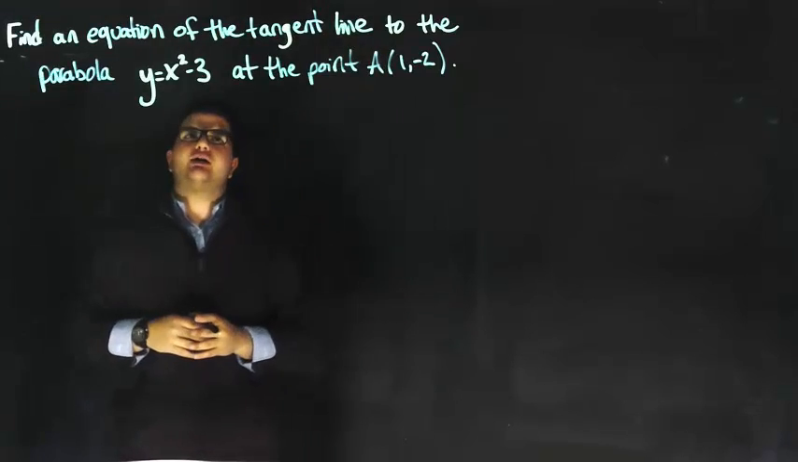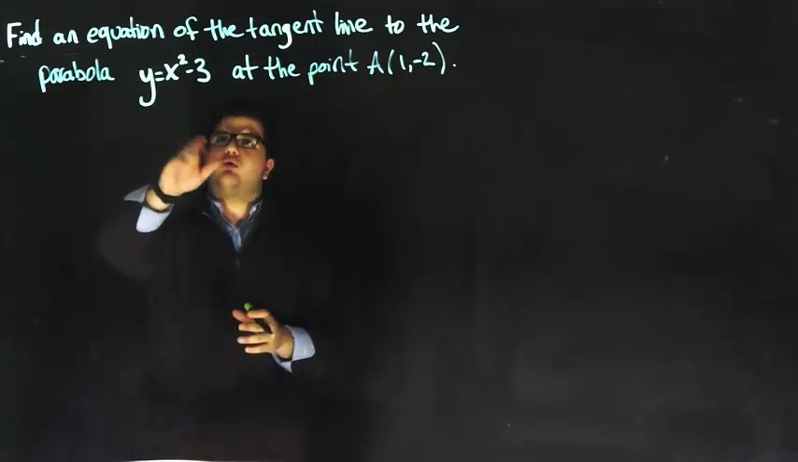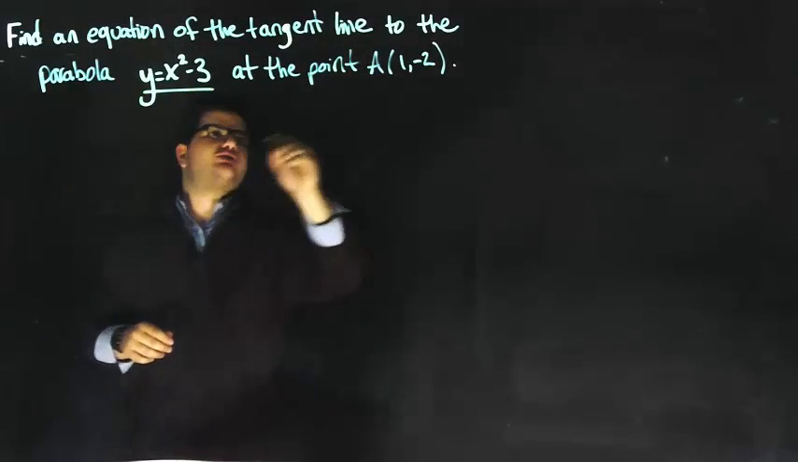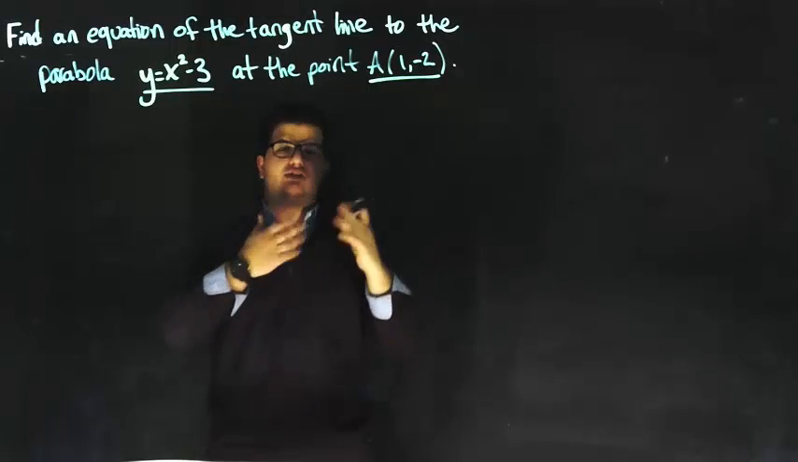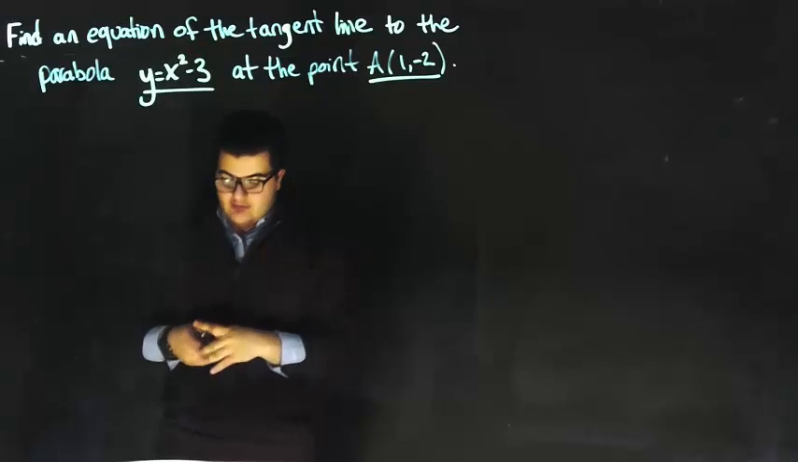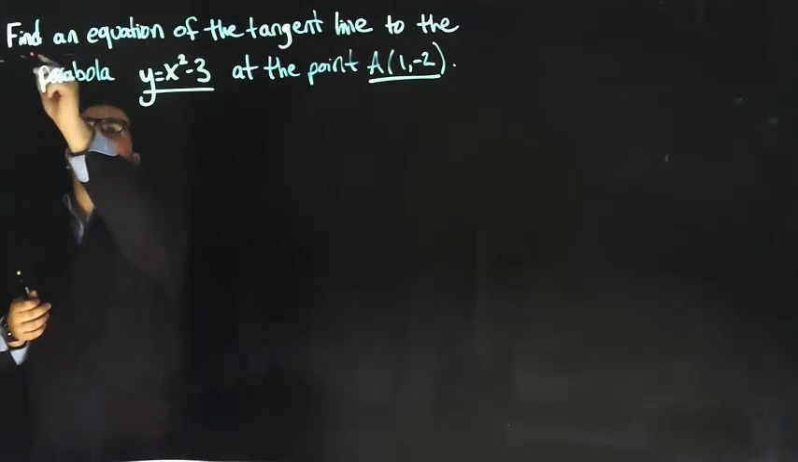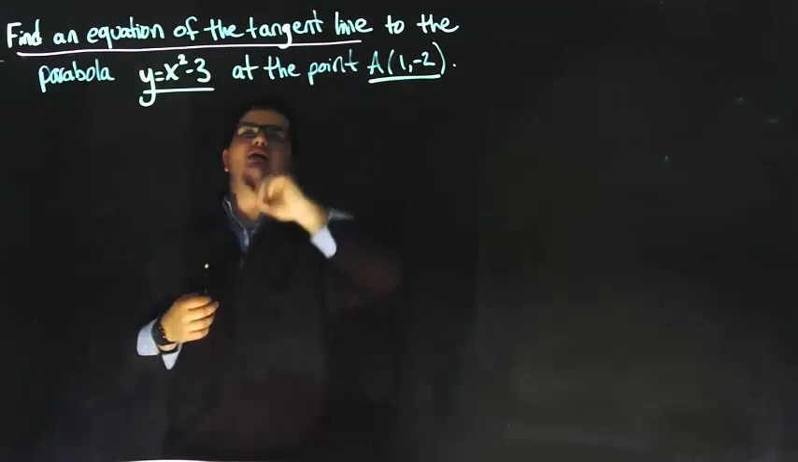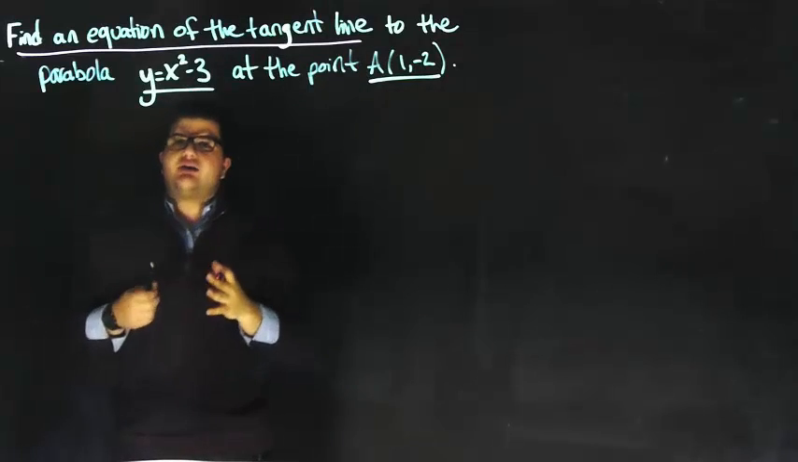We want to find an equation of the tangent line to the parabola y is equal to x squared minus 3 at the point that's given, which is (1, -2). So before we start, we have to figure out what the problem is asking of us. We want to find an equation of the tangent line. Specifically, we want to find an equation of a line.